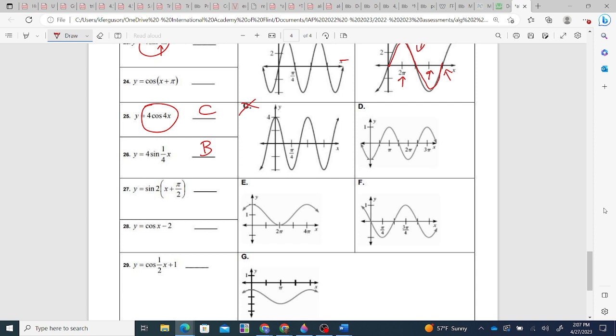Okay, so 24. We got y equals cosine of x plus pi. So no number in front means it's an amplitude of 1. Said D. So it's cosine. So cosine should start right here. It should start high. Well, it's not at 0. It's at pi where it started.